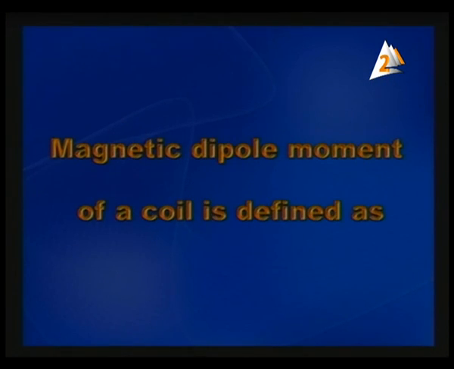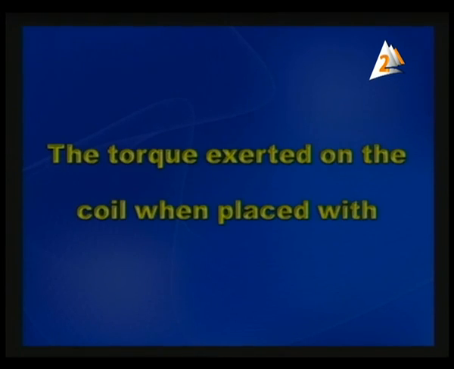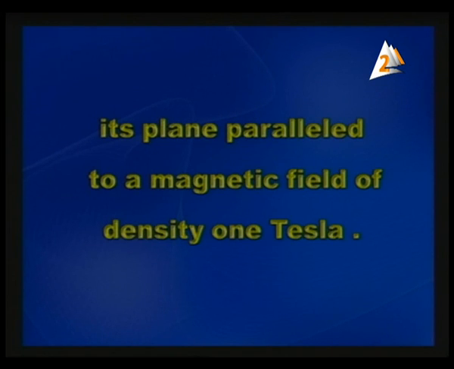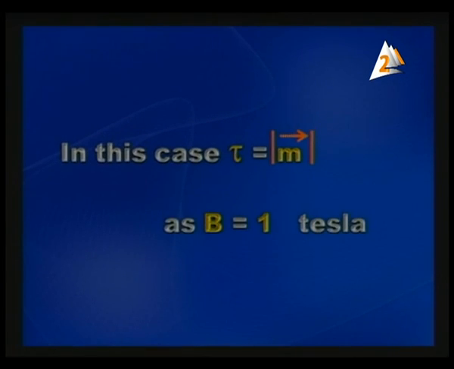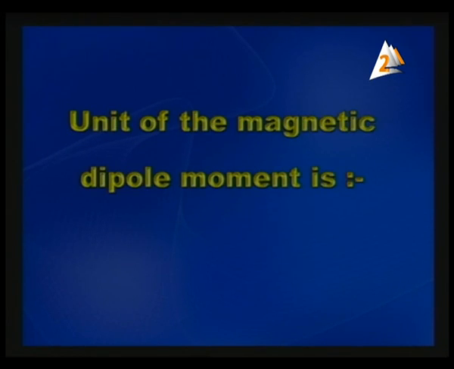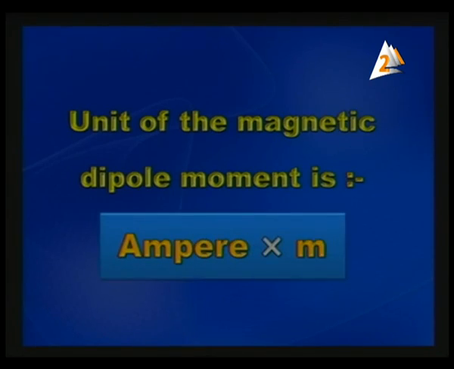And now, let's define magnetic dipole moment. It is the torque exerted on a coil when placed with its plane parallel to a magnetic field of density 1 Tesla. In this case, the torque is equal to the magnetic dipole moment when the magnetic flux density is equal to 1 Tesla. The unit of the magnetic dipole moment is ampere times meter squared.